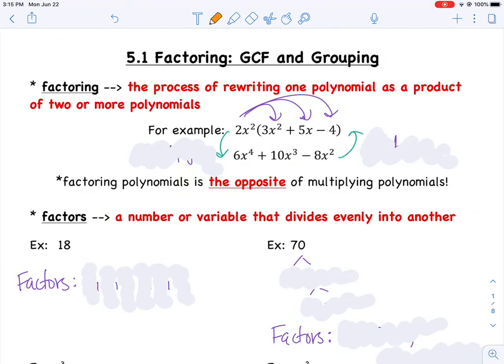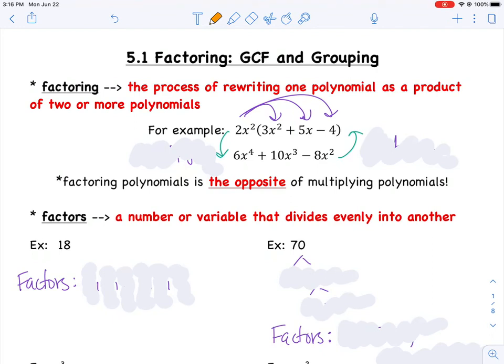So we're going to start in 5.1 talking about factoring GCF, greatest common factor, and then factoring using a method called grouping. So let's first talk about what factoring is. Factoring is the process of rewriting one polynomial as a product of two or more polynomials.